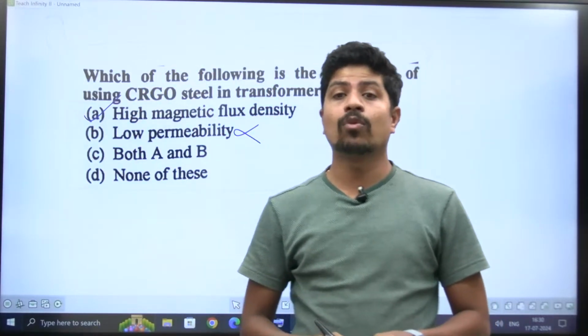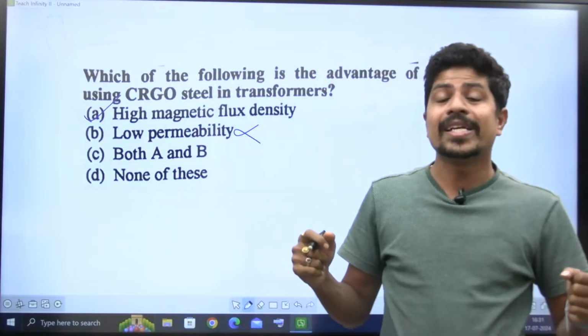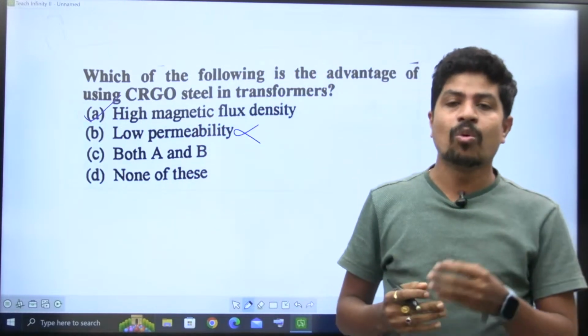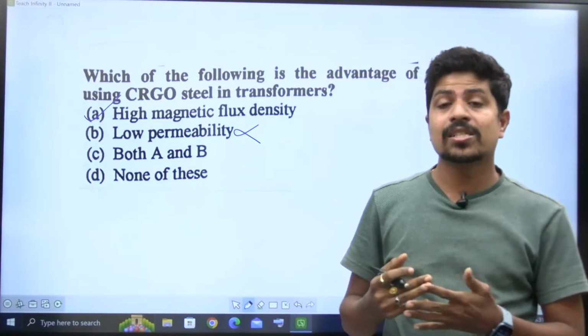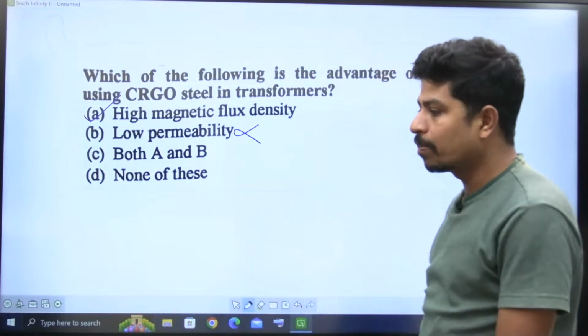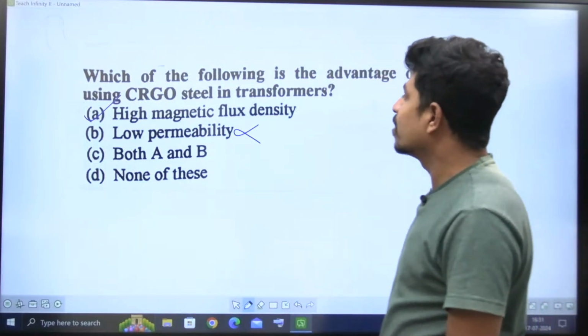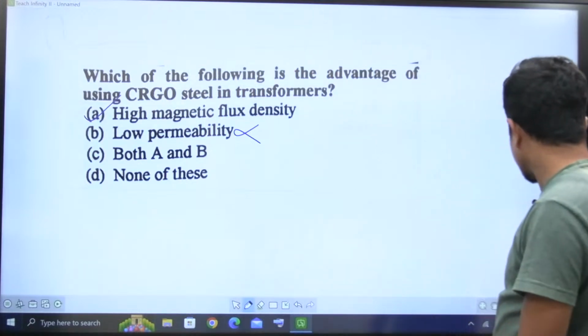CRGO steel is going to have high magnetic permeability. Therefore its reluctance is less. If magnetic permeability is more, reluctance is going to be less. Therefore flux density is going to increase and have more value. That's the reason why we are preferring this CRGO steel, right? Yeah, Mr. Max, you're right.